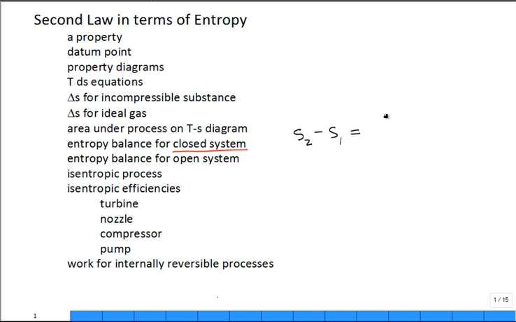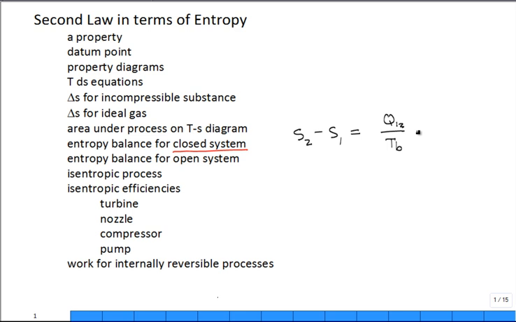Heat transfer. Sometimes you put Q 1 to 2 divided by TB. So how much heat was transferred in, that's our sign convention, divide that by the absolute boundary temperature at which it crossed into the closed system, the boundary temperature, and then you have that entropy brought in with that heat transfer.